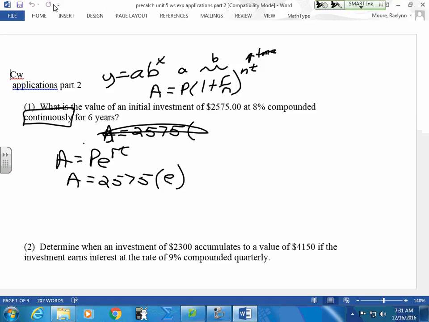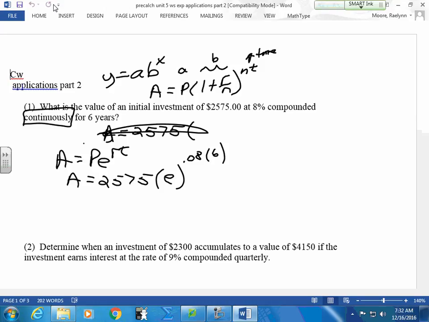So e to the r, how do I write 8% as a decimal? 0.08. Don't forget to turn those into decimals. And how many years? For 6 years. So you can throw this in your calculator and round it. Okay?